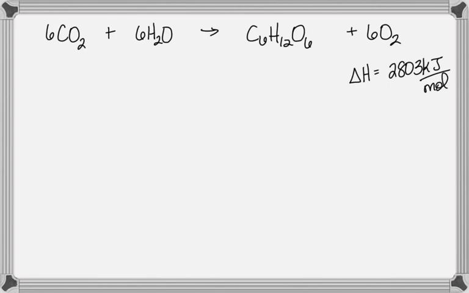Now, here's the way that works. The positive 2,803 kilojoules per mole means per mole as written in this equation. So that means if there's 6 moles of carbon dioxide reacting with 6 moles of water to produce 1 mole of glucose and 6 moles of oxygen.